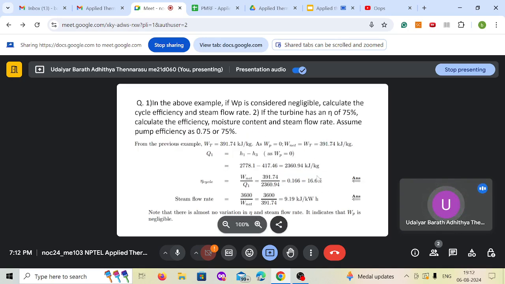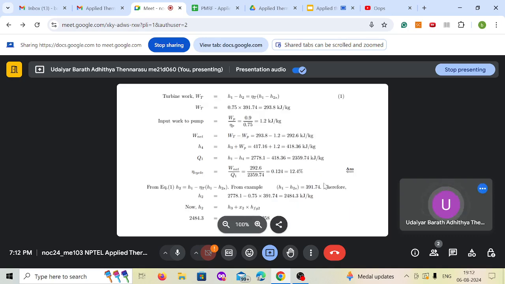So you see previously it was 16.6%, so it has dropped by 4.2%. So taking into account 75% turbine and compressor pump efficiency, a 25% drop in efficiency has dropped the total cycle efficiency by 4.2%.